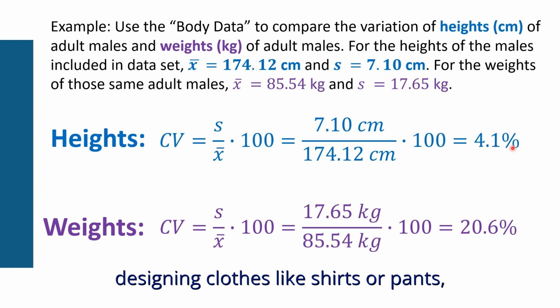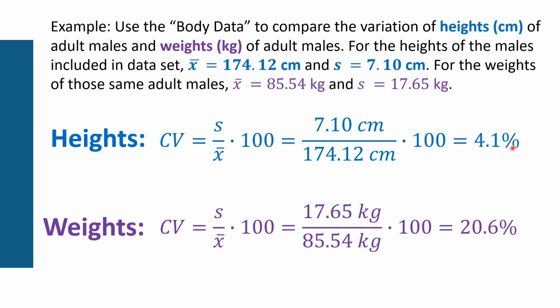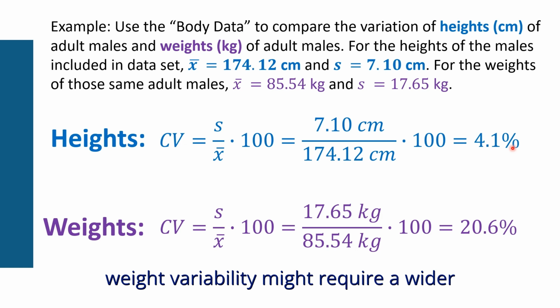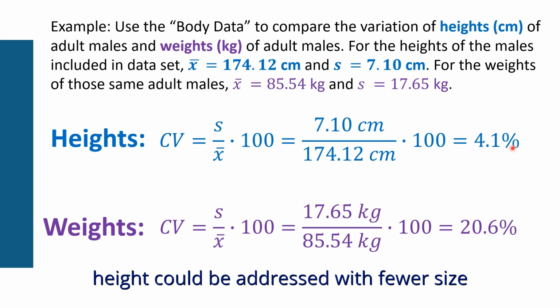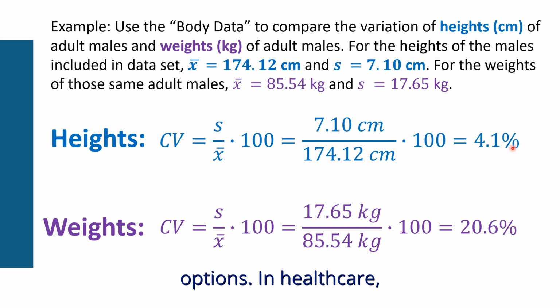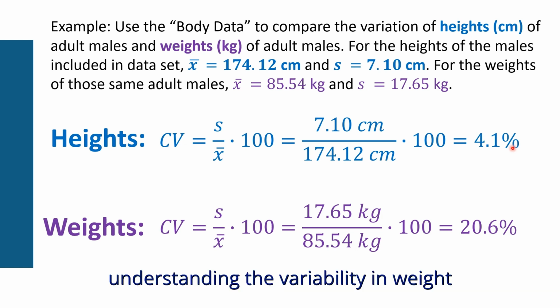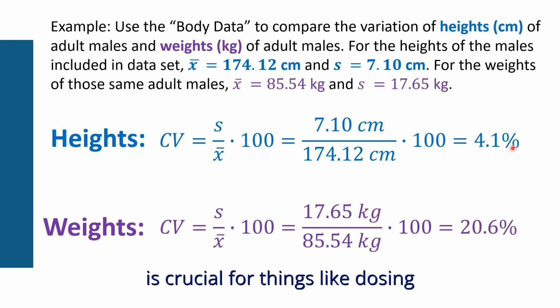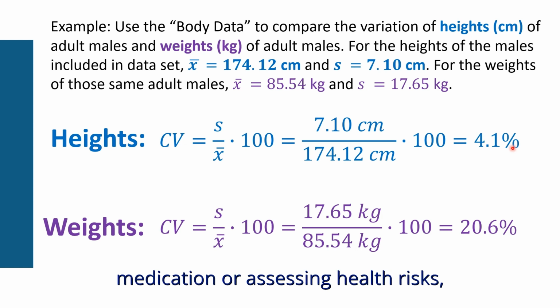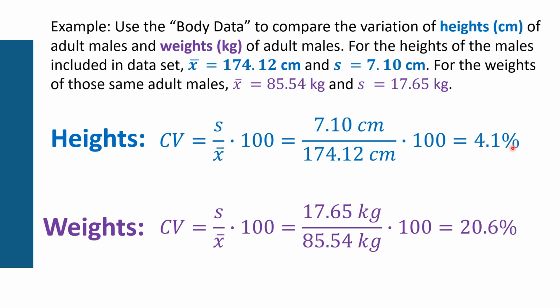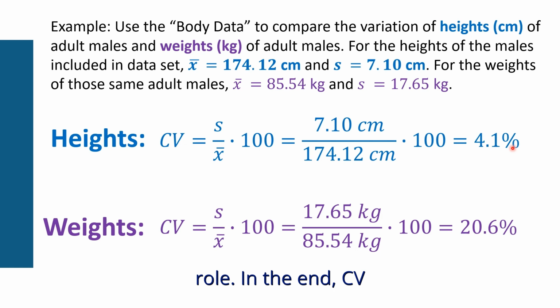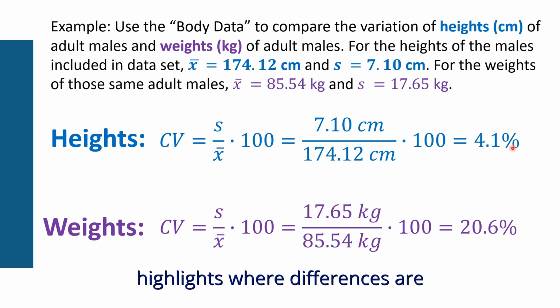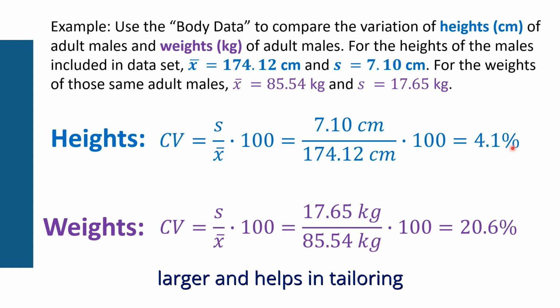When designing clothes like shirts or pants, weight variability might require a wider range of sizes, whereas height could be addressed with fewer size options. In healthcare, understanding the variability in weight is crucial for things like dosing medication or assessing health risks, while height might play a less variable role. In the end, CV highlights where differences are larger and helps in tailoring solutions to fit the population.